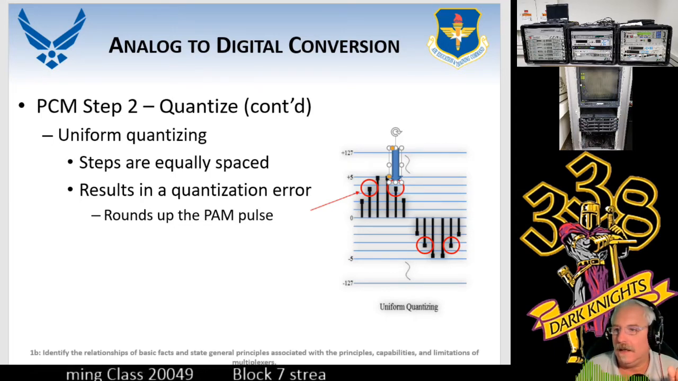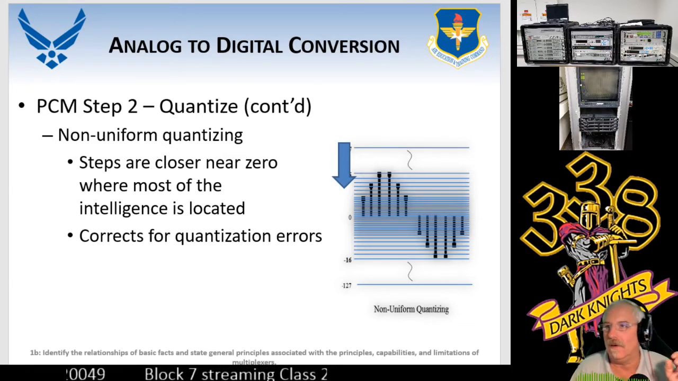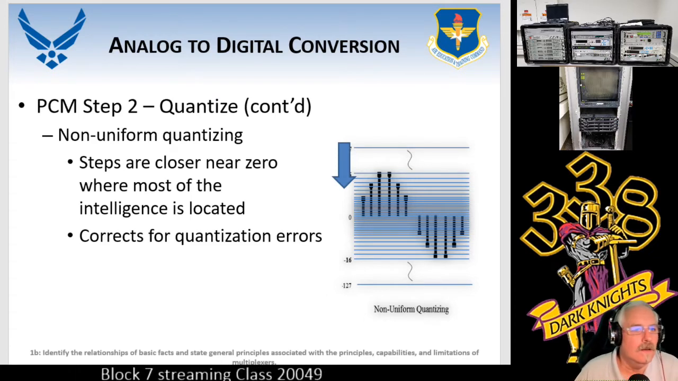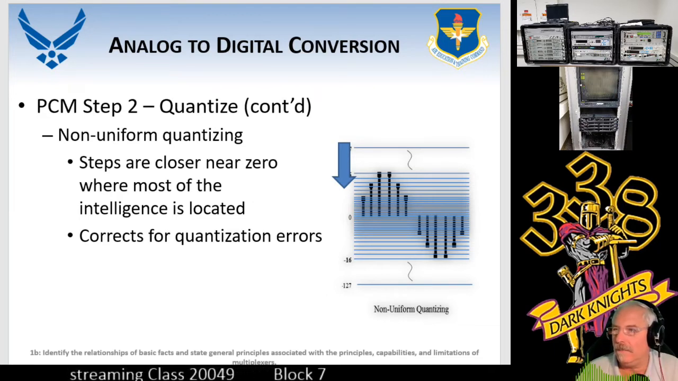Well, he figured out a way to eliminate most of those quantization errors by going to what's called non-uniform quantizing. What does it mean? Well, he took the table. It's still the same space from 0 to 127 in the plus and the minus.